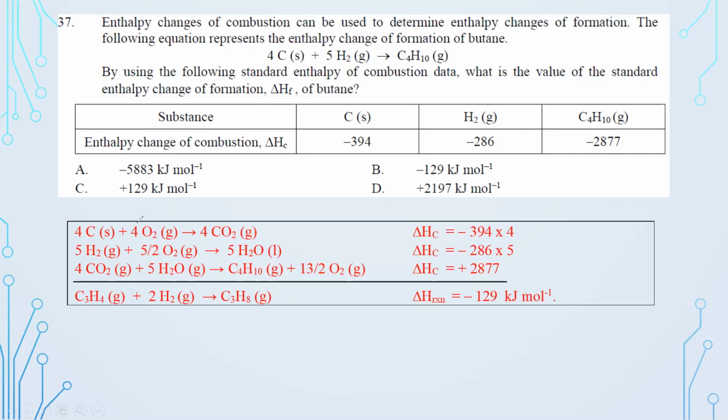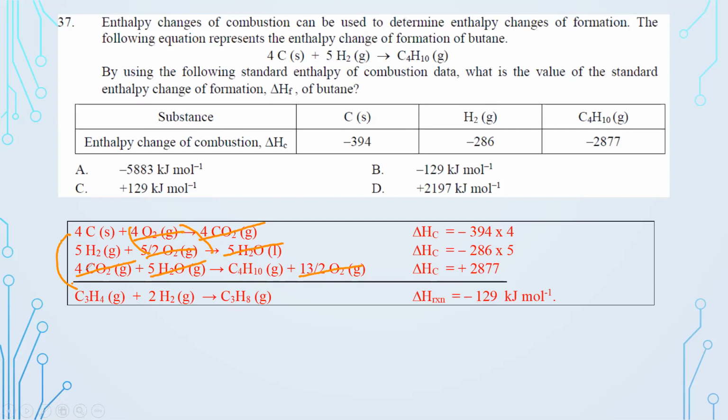This one I already manipulated the equation straight away. So you have 4C plus 4O2 give 4CO2, negative 394 times 4. 5H2 plus 5O2 give 5H2O, so negative 286 times 5. And this one is the reverse combustion. So you can start to cancel among each other: 4CO2 with 4CO2, 5H2O with 5H2O. Then the total oxygen, 4O2 plus 5O2, you can cancel straight away, leaving 13 over 2.